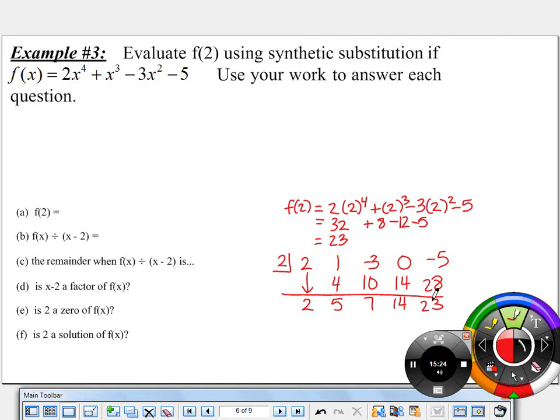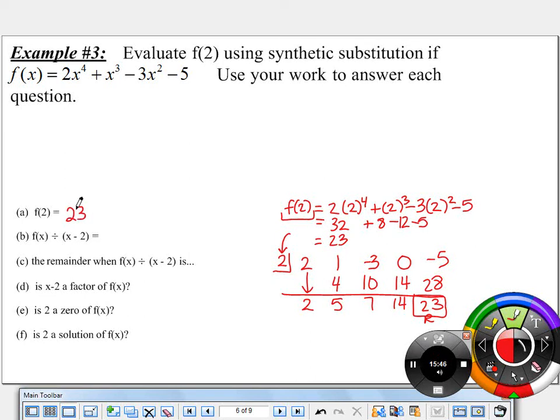Notice that we also get 23 right here. So not only can synthetic division be a division process, but it also emulates plugging a number in. So you can either calculate f of 2 like this, or you can make 2 the number right here and look at your remainder to see that f of 2 would be 23. So f of 2 is 23.